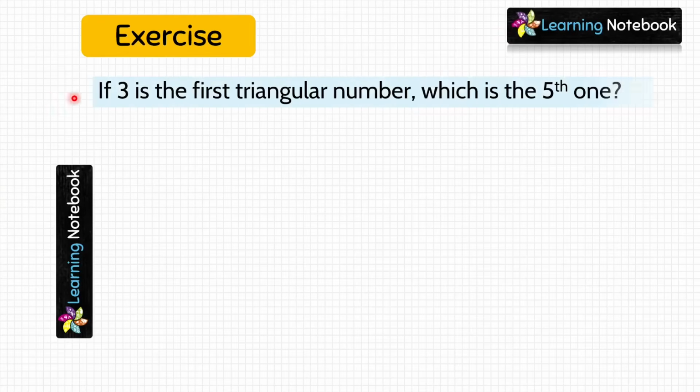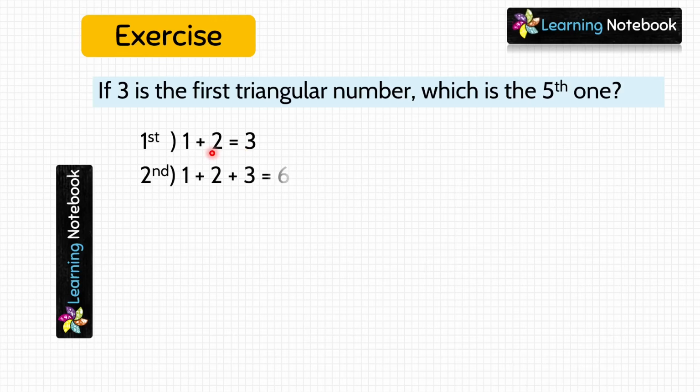Next question is, if 3 is the first triangular number, which is the fifth one? So here we are given that 3 is the first triangular number and we have to find the fifth triangular number. Students, according to this question, 3 is the first triangular number and we know 1 plus 2 equals 3. So it means the sum of the first two numbers is the first triangular number 3.